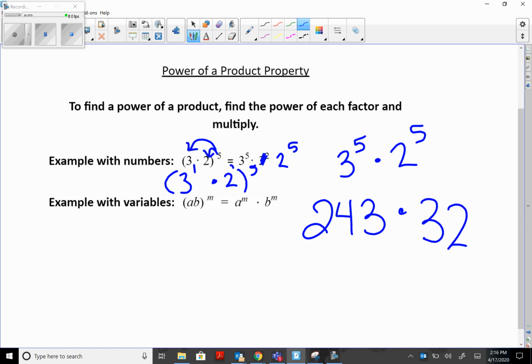So then I'm going to multiply those two numbers together. 243 times 32 for a final answer of 7,776.